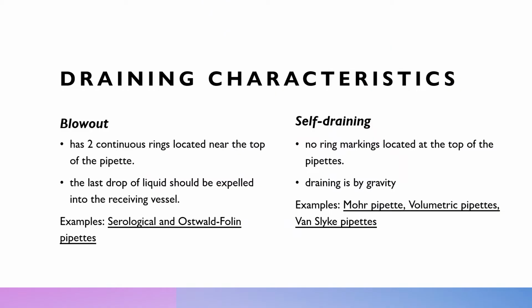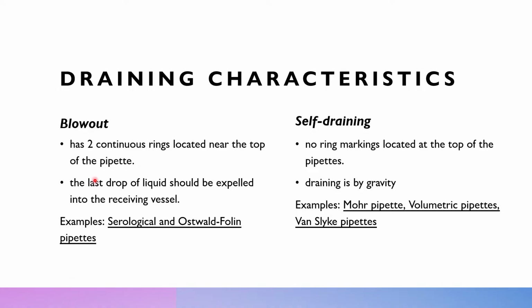Another thing that we should put into consideration are the draining characteristics. We have two, that's either blowout or self-draining type of pipettes. A blowout pipette has a continuously etched ring or two small closed continuous rings located near the top of the pipette. This means that the last drop of liquid should be expelled into the receiving vessel.